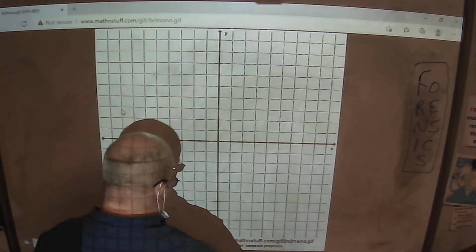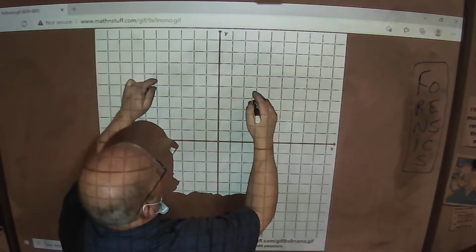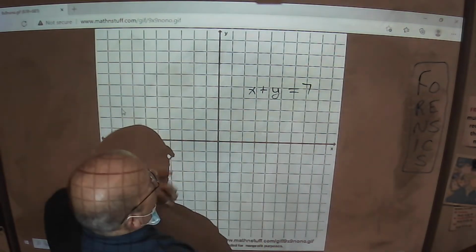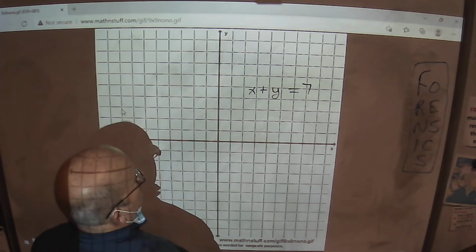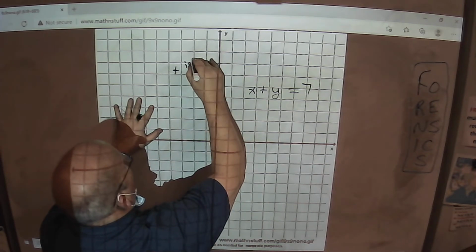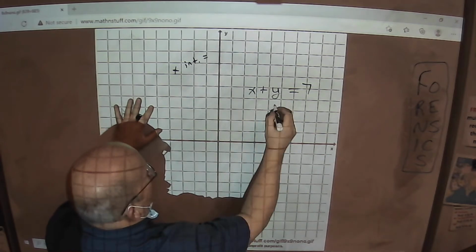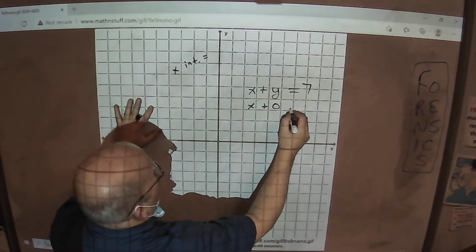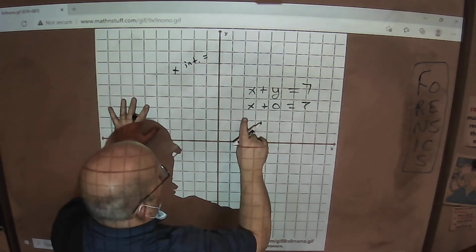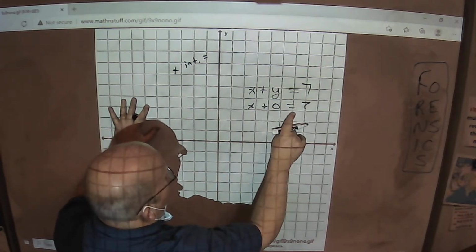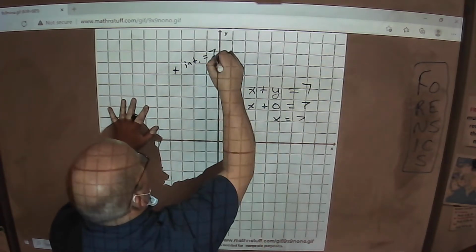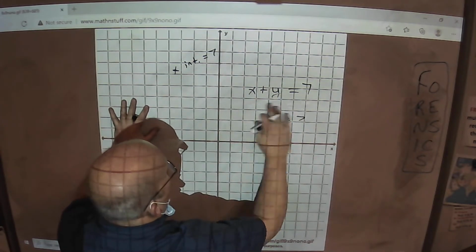What if somebody said, hey, here's an equation: x plus y equals 7. If I want to find the x-intercept, the rule says make the y into a 0 and solve for x. What does x have to be here? It has to be 7, right? 7 plus 0 is 7. x is 7. So my x-intercept is 7.